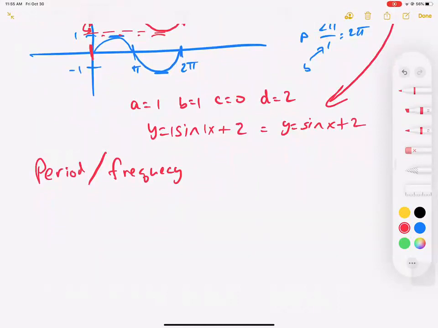So the period is how long something is. How long. And frequency is how often. Okay? Period is how long. Frequency is how often.